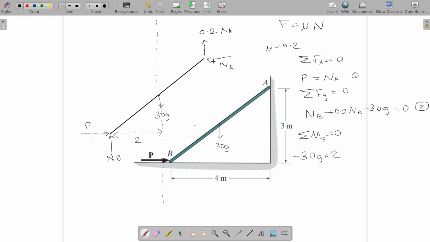So we will put a negative sign to that term. Now we will consider force Na. What is the line of action of Na? This is the line of action of Na. So this is the perpendicular distance between line of action of Na and point B, and that distance is 3 meter. So Na multiplied by 3 meter, and this force is trying to rotate the bar in anti-clockwise direction, and we will take it as positive.